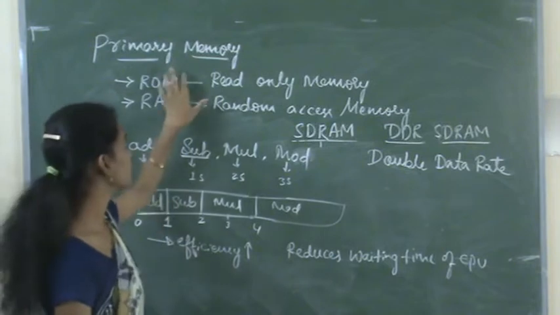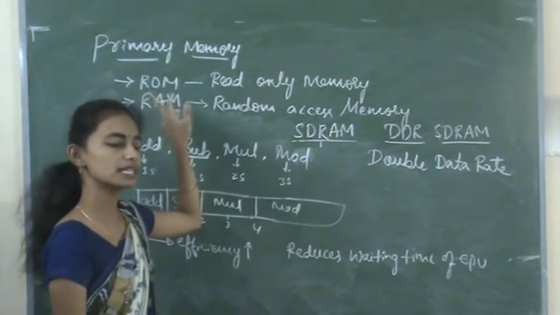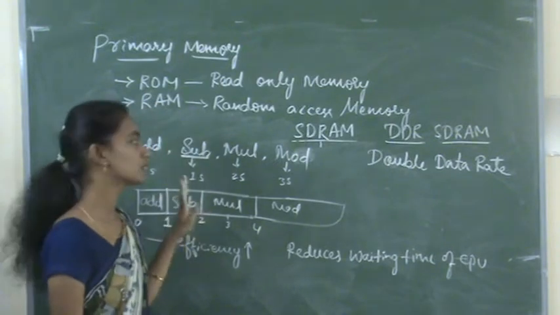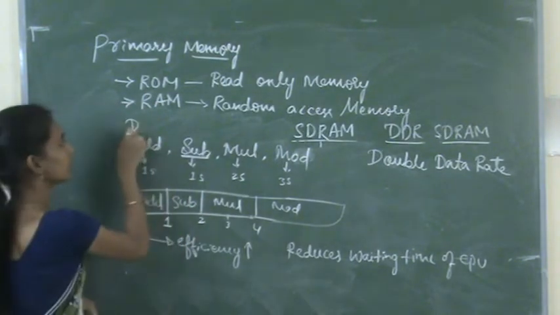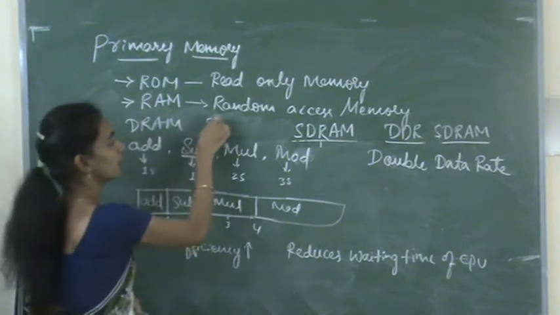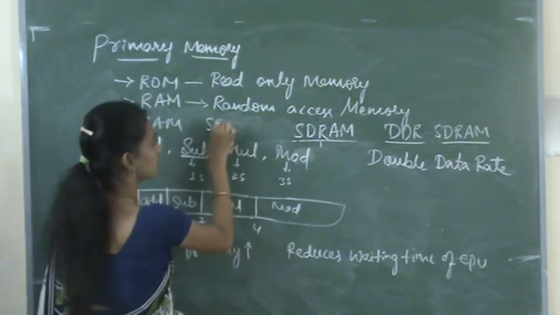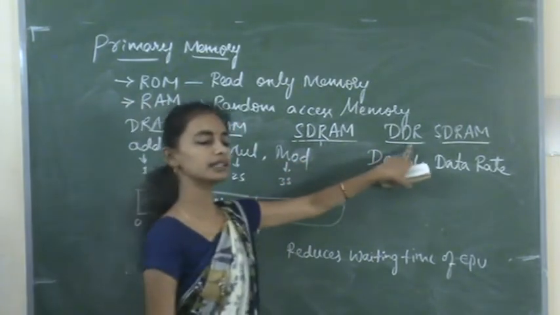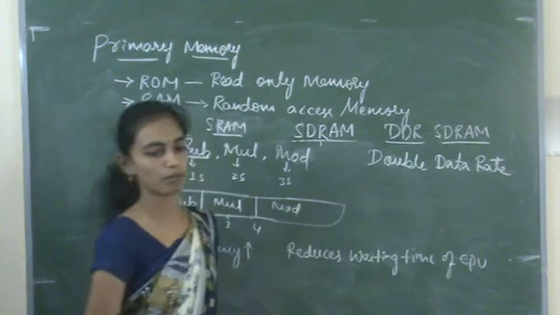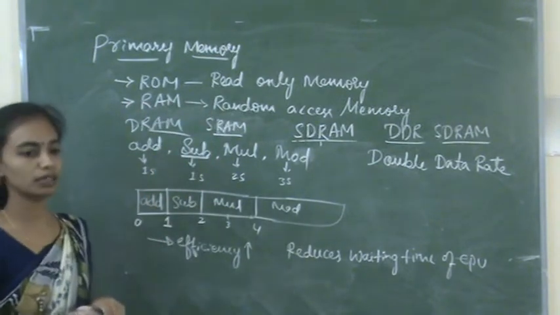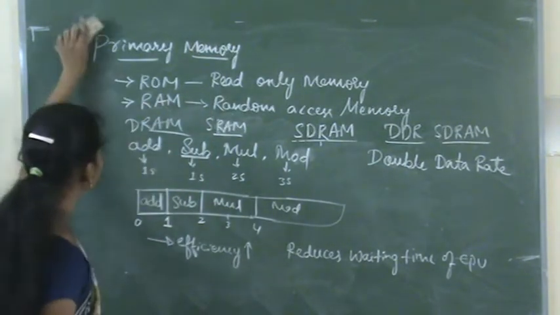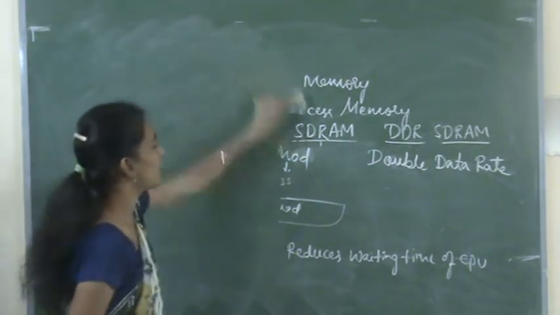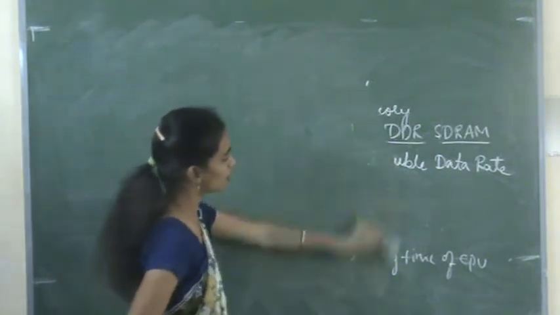In primary memory we have two types. One is ROM, another one is RAM. This RAM has four types: one is DRAM, another one is SRAM, another one is SDRAM, and DDR SDRAM. So this is about primary memory. So this completes the memory topic. The next and last topic we have is power supply to the computer system.